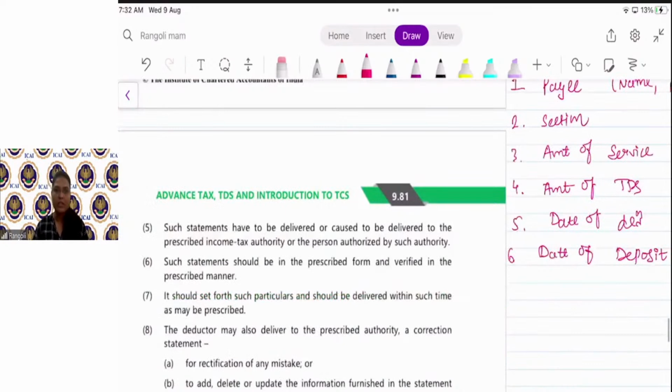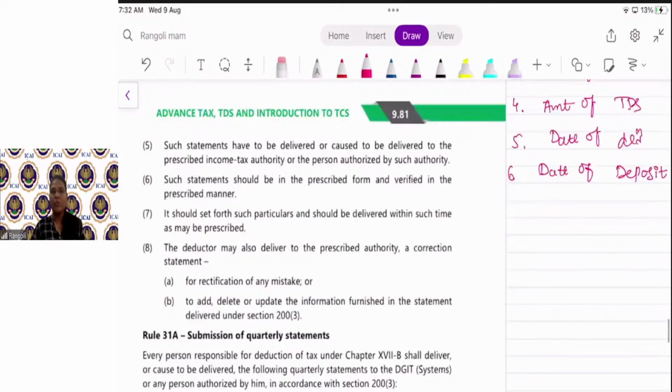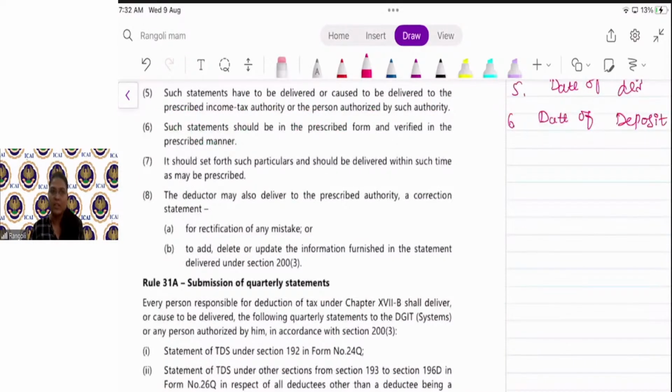Now, say for example, while filing the return, someone made a mistake. Then you can rectify your mistake in the TDS return. You can file a rectified return of TDS. It is possible that if the data is bulky, you forgot someone's PAN, or you entered the wrong PAN or wrong date of deduction. Then you can rectify your mistake by filing a revised TDS return.